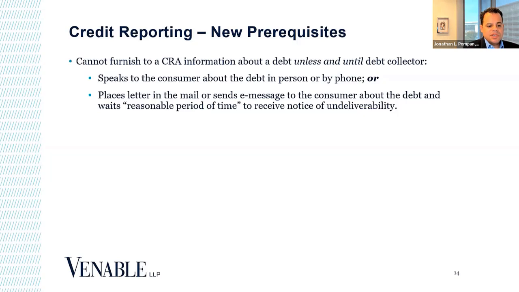Now, if you receive that notice of undeliverability during the reasonable period of time, you still can't furnish that information. So you have to have a period of time there that's built in and that you use as the cutoff. You don't have to necessarily, again, receive that notice immediately. And the rule provides for essentially the idea of a cushion of a reasonable period of time.